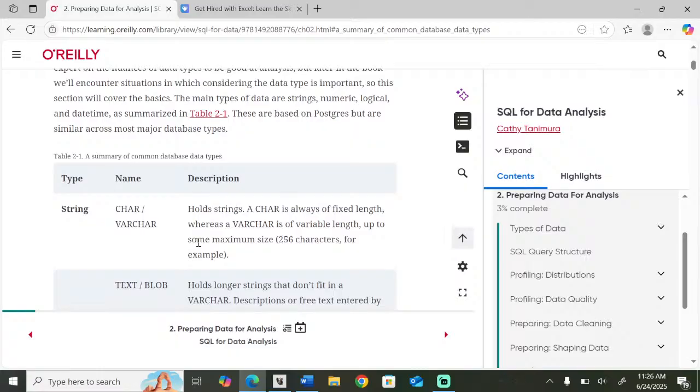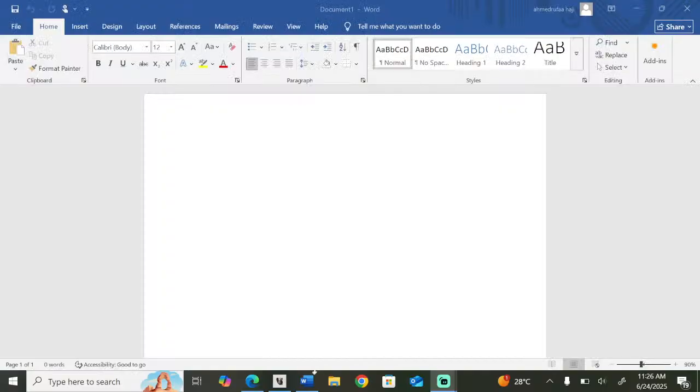So let's open our WordPad, I mean, not WordPress.